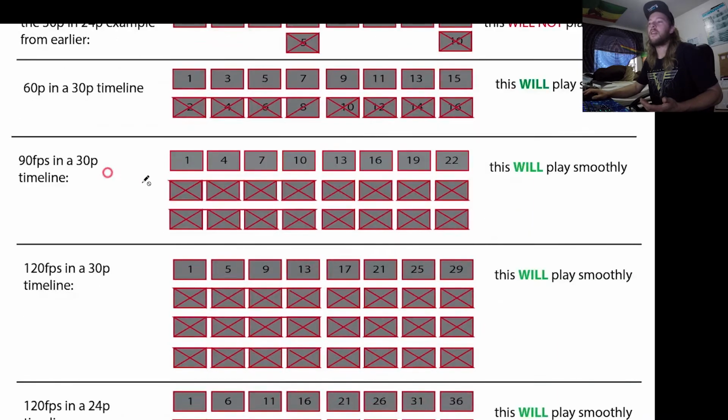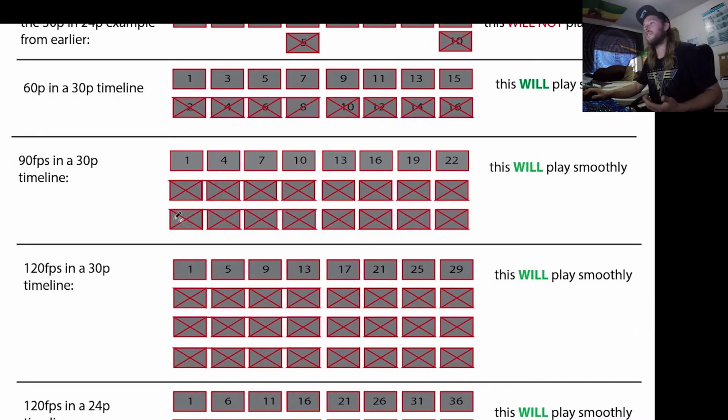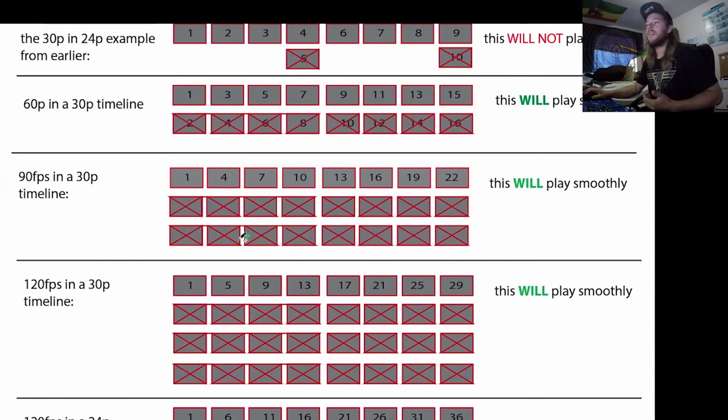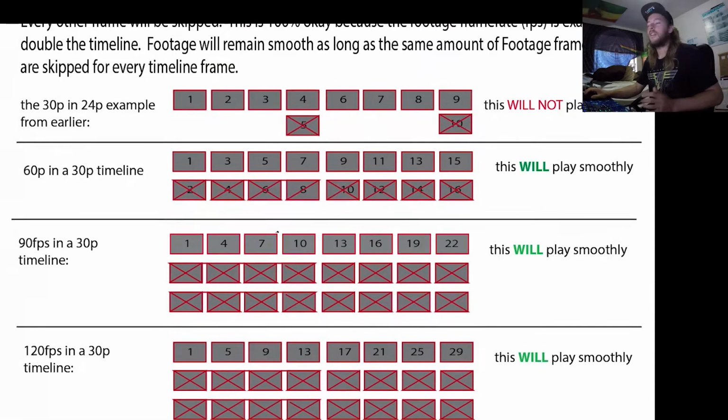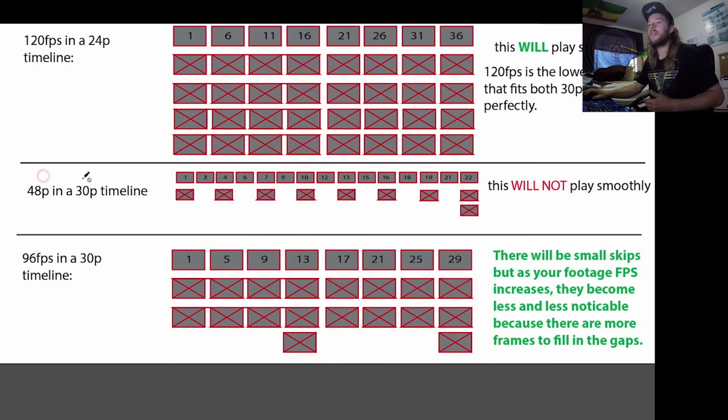Same if you drop 90 frames a second into a 30p timeline, it'll play 1, and then skip 2, and then play 5, and then skip 2, play 9, and so on and so on. And the reason these all play smoothly is because, like I said, it doesn't matter how many it has to skip. There's way more frames than it needs, and it can skip them, and they're even multiples, so it plays nicely. Where you start running into trouble is stuff like 30p into 24p or 24 into 30. Let's take a look down here at this example right here.